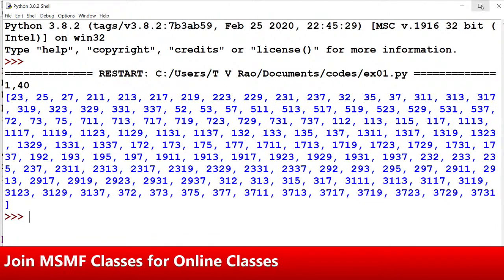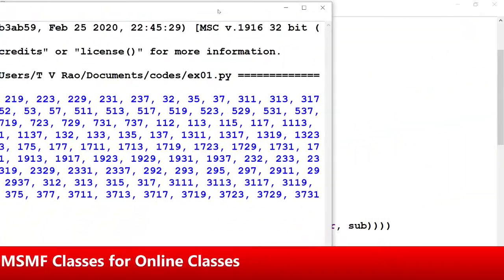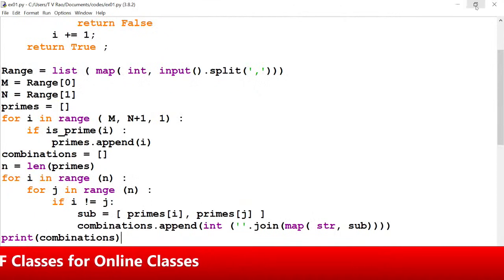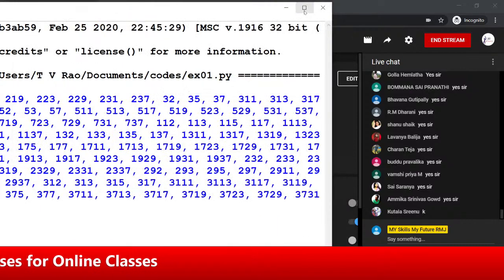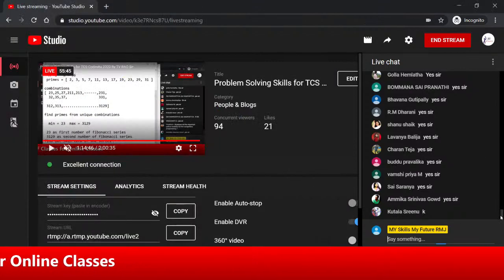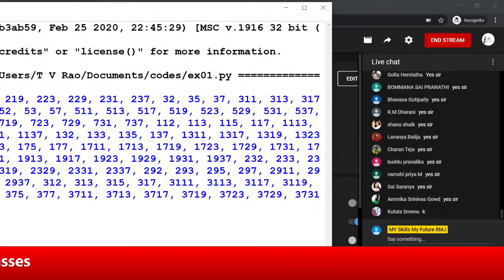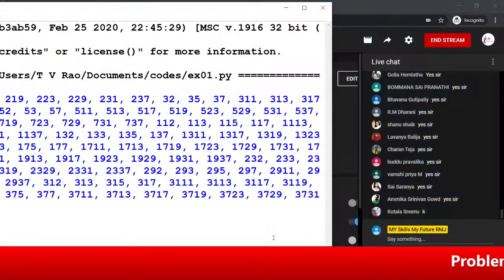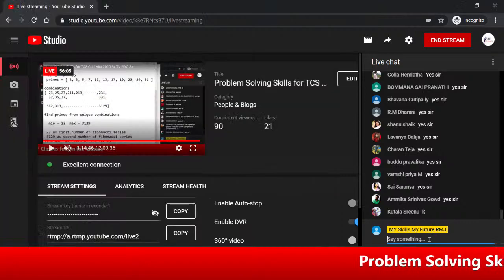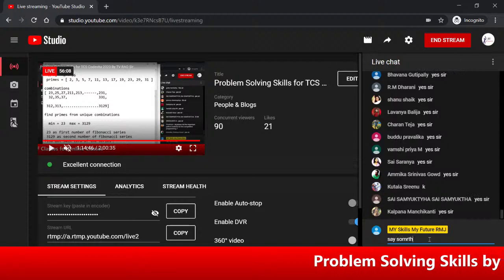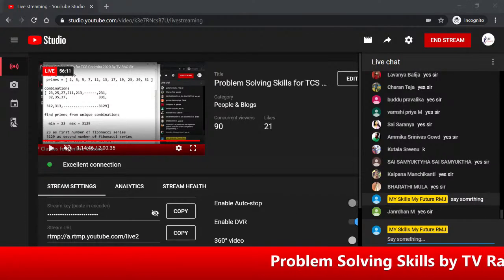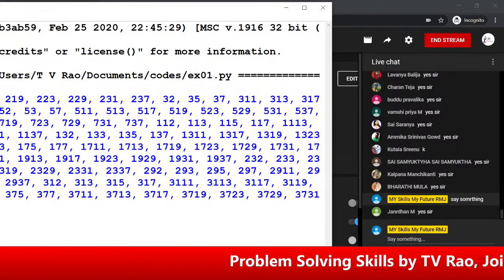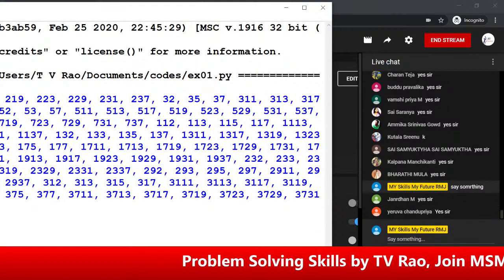Okay. Is this clear? Is this clear? Please respond. Please say something. Very chat box. So say something. So these are different combinations. Is this clear? Is this clear?